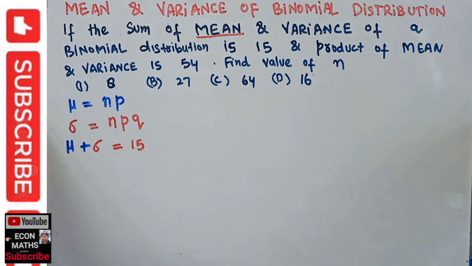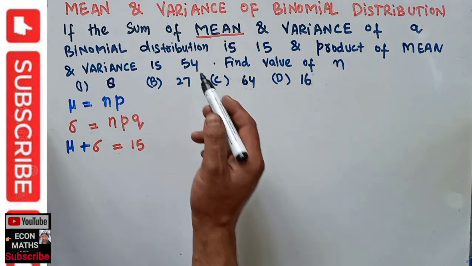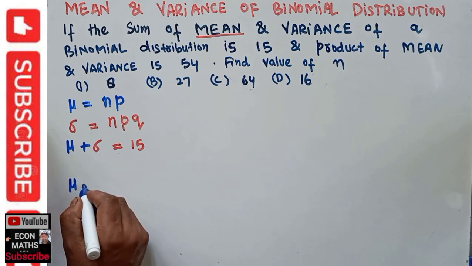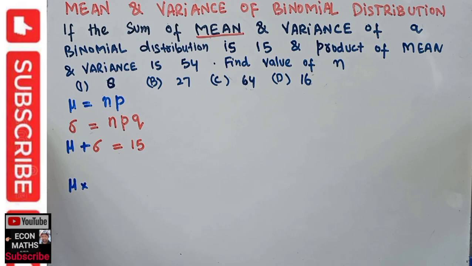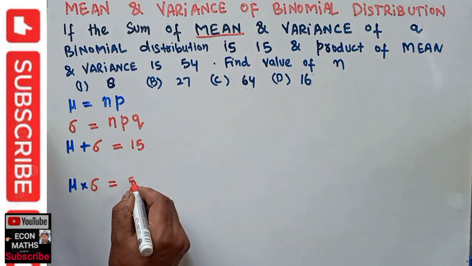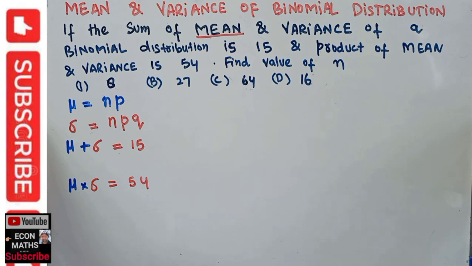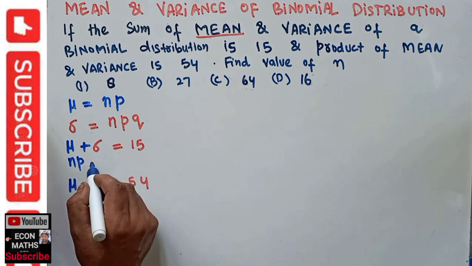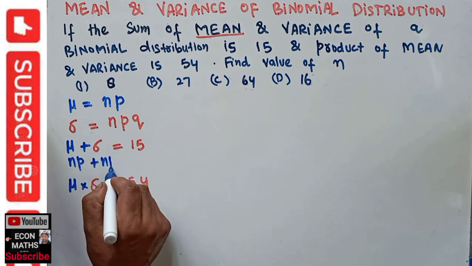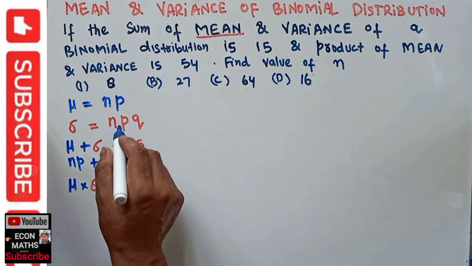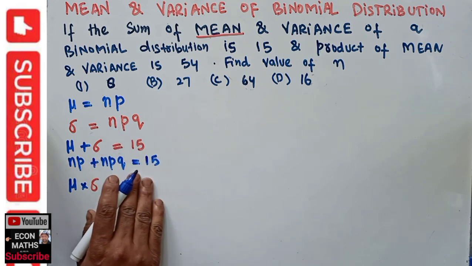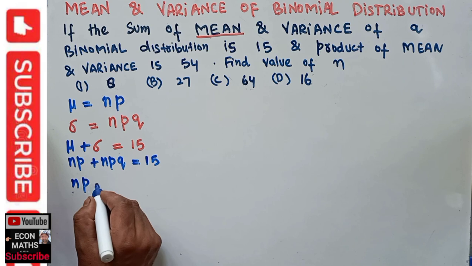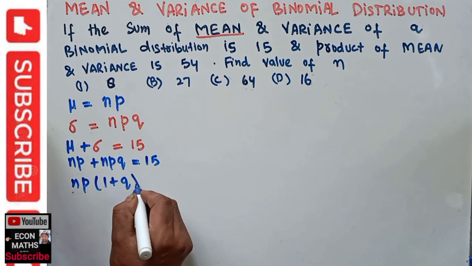Also we are told that the product of mean and variance is 54. So the product of mu and sigma squared is 54. We need to find the value of n. Now if the mean is np, in place of mu I can write np, plus the variance npq, which is equal to 15. Let us rewrite this by taking np common. We are left with np times (1 plus q) is equal to 15.